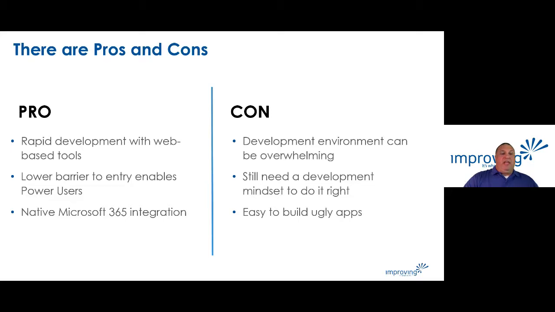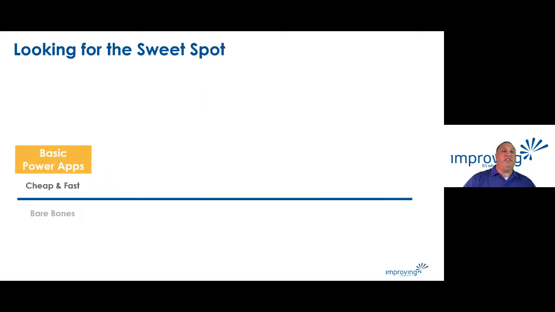So when we're building applications, we're looking for this sweet spot. And when we talk about this, let's start with our basic Power Apps. We just talked about rapid development. We can put together very cheaply and fast. That's our upside. Downside, kind of bare bones. That's one end of the spectrum.